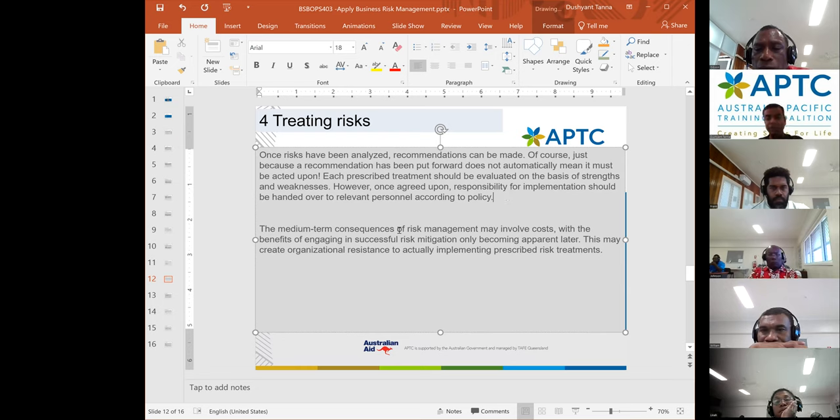The medium-term consequence of risk management may involve cost, with the benefit of successful mitigation only becoming apparent later. This may create organizational resistance to actually implementing the prescribed risk treatment.